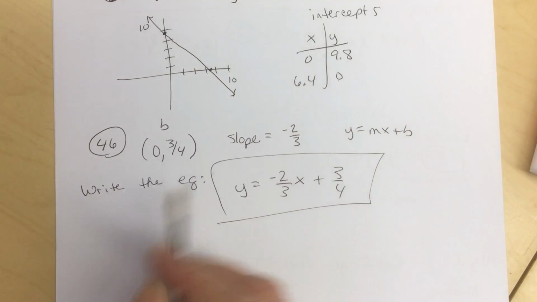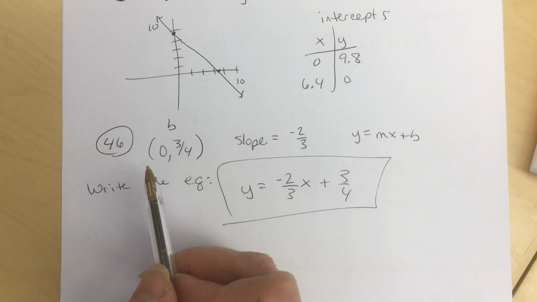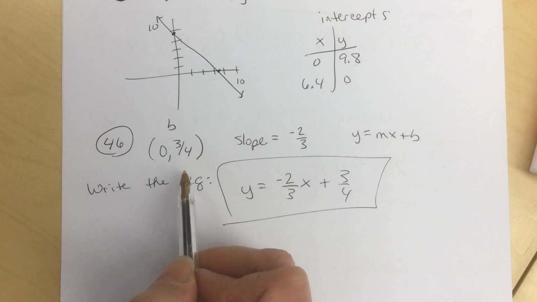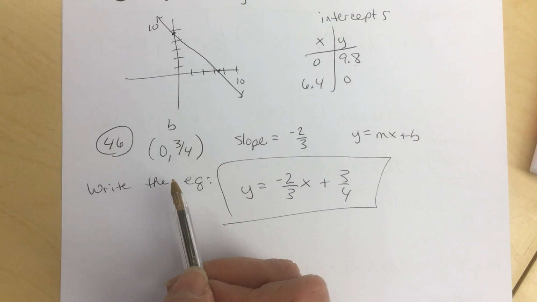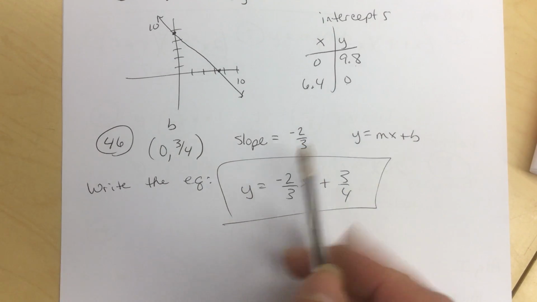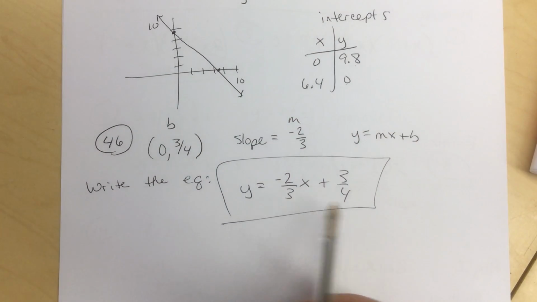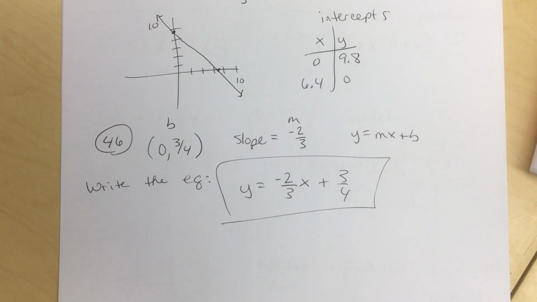I know this is the b because it's an ordered pair (0, something). B is your y-intercept. So if I tell you it goes to the point (0, 7), then 7 is your y-intercept. This is your slope, so that's your m. So you just plug them into your equation.